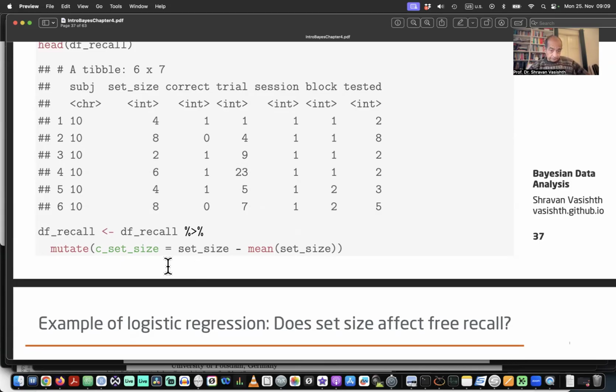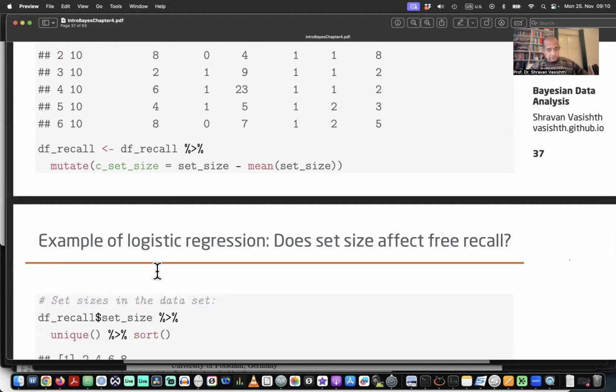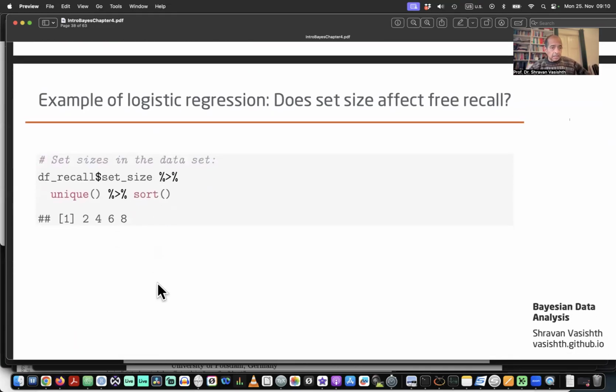One thing we will of course do, as always, is center set size. Here's the set size vector. We subtract from it the mean of the set size, so we get a centered set size. That's going to be our predictor. If you look at the distribution of the different values of set size in the data set, these are not the centered values but the original values. You see that it's 2, 4, 6, and 8.